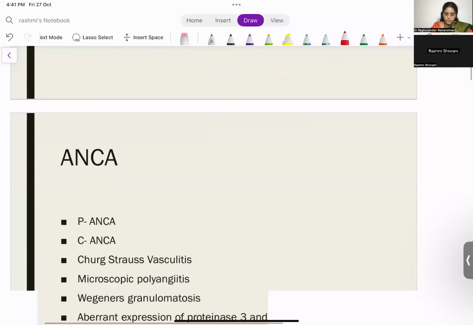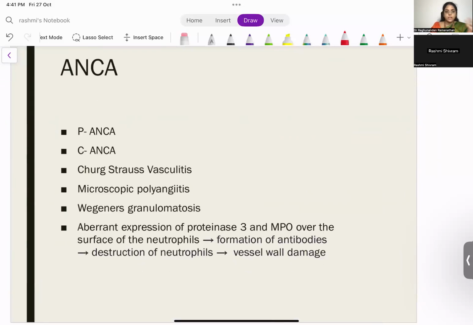Next, ANCA mediated. So, ANCA, there are two types, C ANCA and P ANCA. Anti-neutrophilic cytoplasmic antibody. What is it?